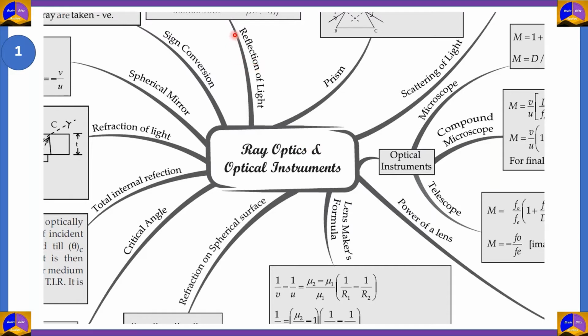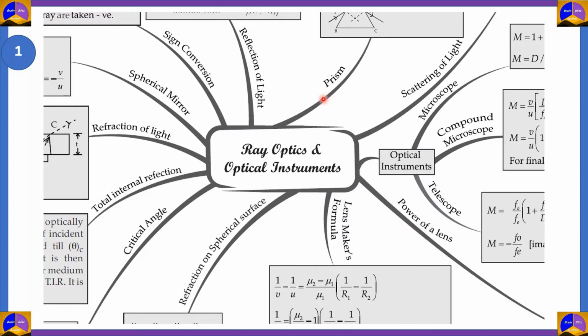So in this chapter, we'll be looking at reflection of light. We'll brush up the topics of grade 10. Then we'll be looking at spherical mirrors and the sign convention for them. Then we will be diving into refraction of light. So in this term, we'll be looking at refraction through a glass slab, total internal reflection and critical angle, refraction on a spherical surface. Then we have the lens maker's formula and the lens formula. Then we'll be looking at power of a lens.